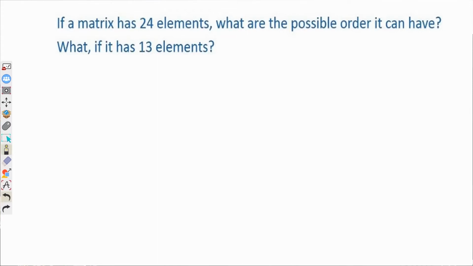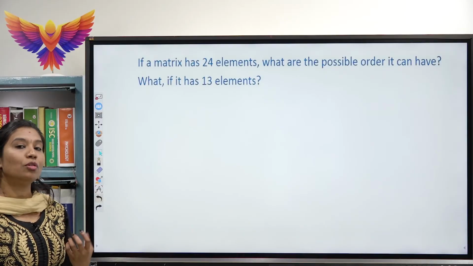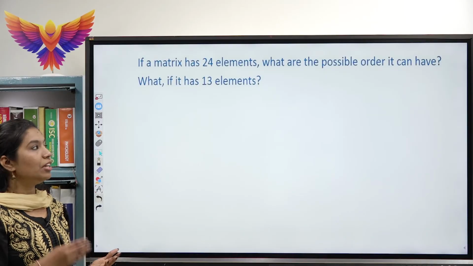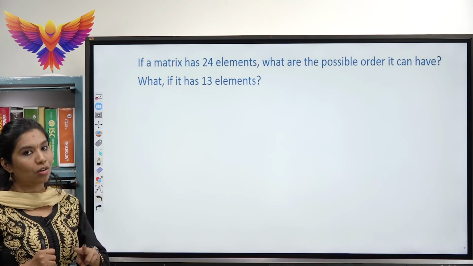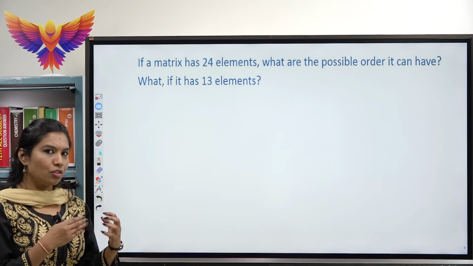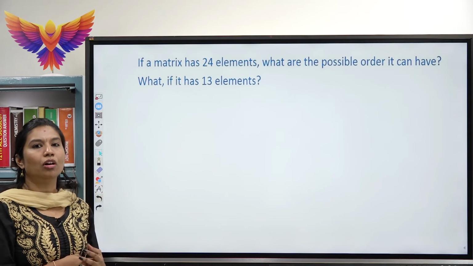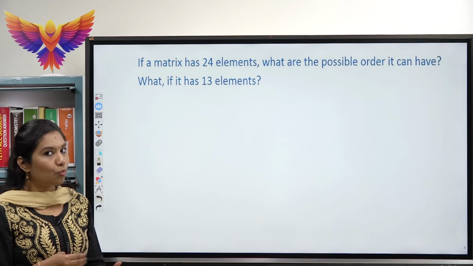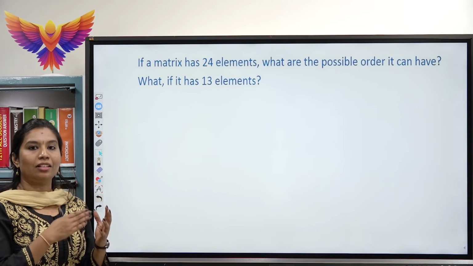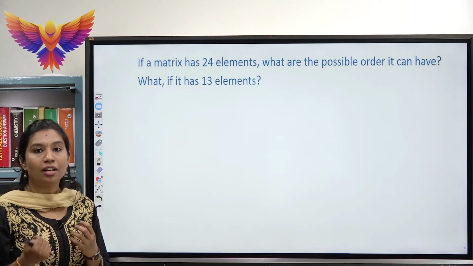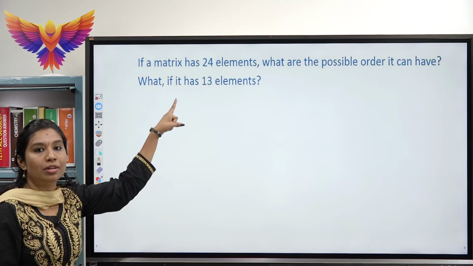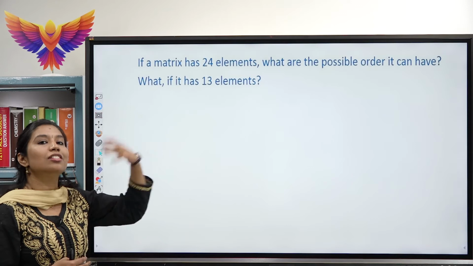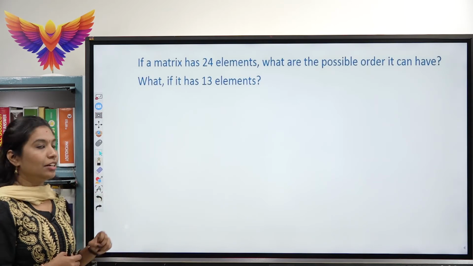Coming to the next problem. If a matrix has 24 elements, what are the possible orders it can have? So we are supposed to find out the possible orders. It can be 1 row, 24 columns. It can be 2 rows, 12 columns. Just now we saw one of the problems we had to work on, finding the number of elements. What we did there was multiply the rows by the columns to find the number of elements. Similarly, here they have given the number of elements, and we need to check what the possible orders are.